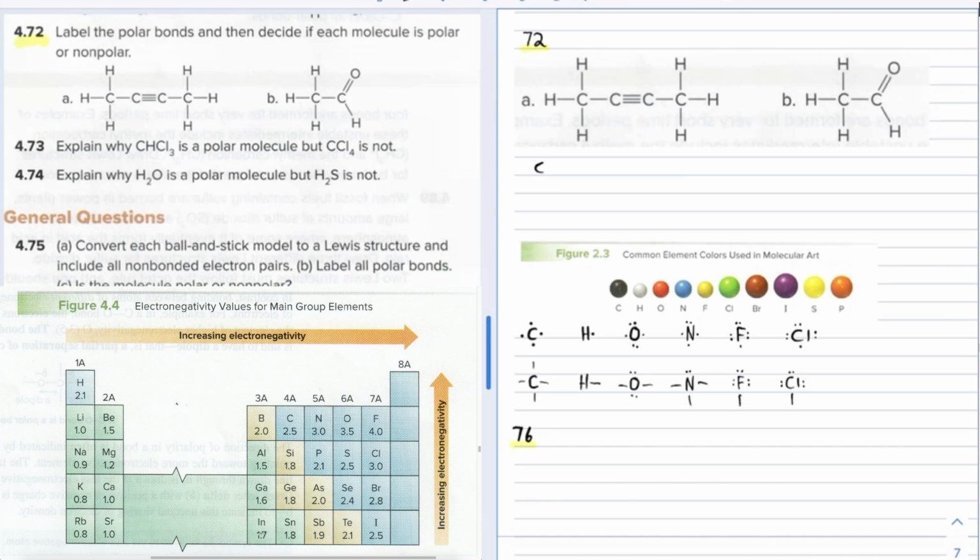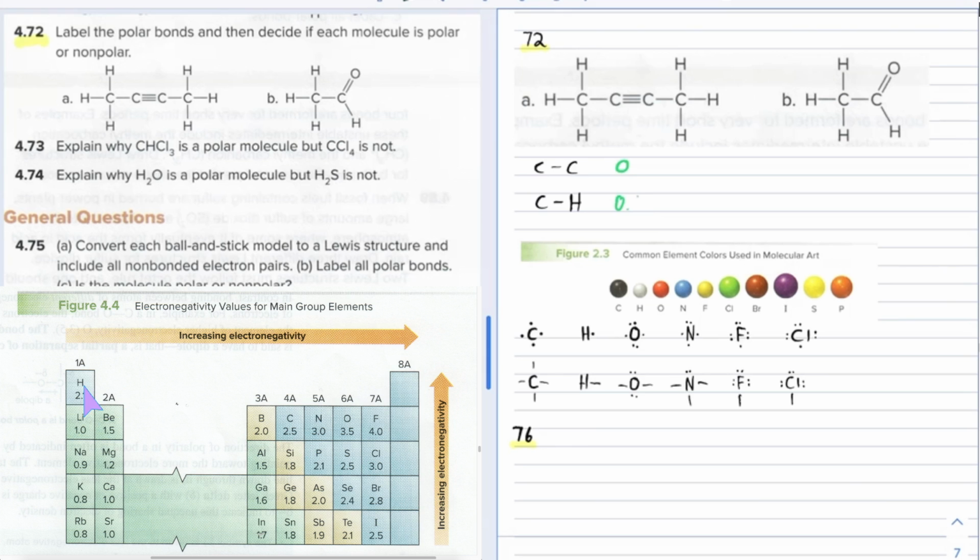So we've got carbon-carbon and carbon-hydrogen. Now using the figure 4.4 electronegativity chart, carbon-carbon, when you have carbon bonded to carbon, the difference is 0. So that is definitely non-polar. Okay, and then carbon-hydrogen, 2.5 versus 2.1, the difference is 0.4.